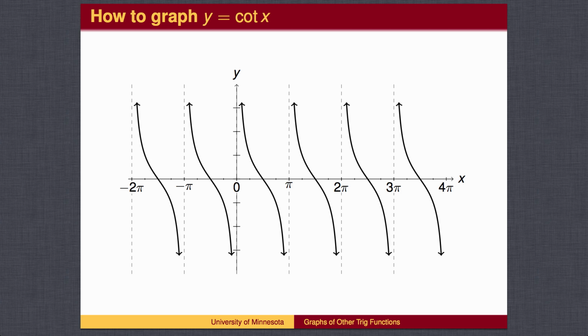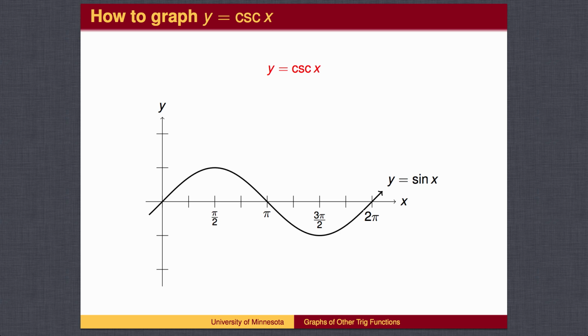Cosecant is the reciprocal of sine, so we will use the sine wave to help us graph the cosecant function. The cosecant will be undefined where the sine is 0, which is at 0, pi, and 2 pi. At pi over 2, the reciprocal of 1 is 1, and similarly, at 3 pi over 2, the reciprocal of negative 1 is negative 1, so we can plot those 2 points.